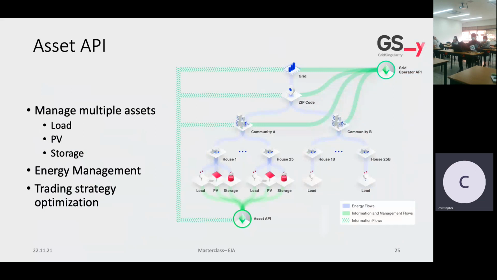So for instance, in this diagram, you can see that one Asset API was managing loads, PVs, and batteries from a whole community. I think in this case it was 70 assets in total. And that allows them to build more powerful strategies for energy management systems, so they can build better battery management, better demand side response strategies, as well as trading optimization strategies.